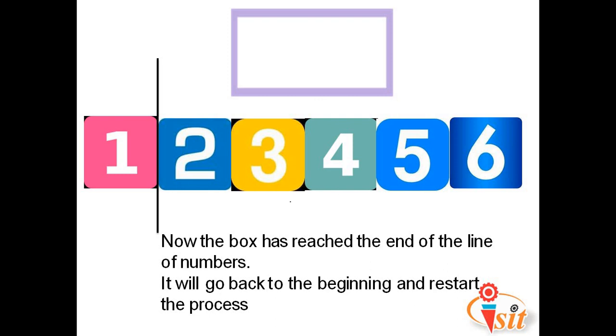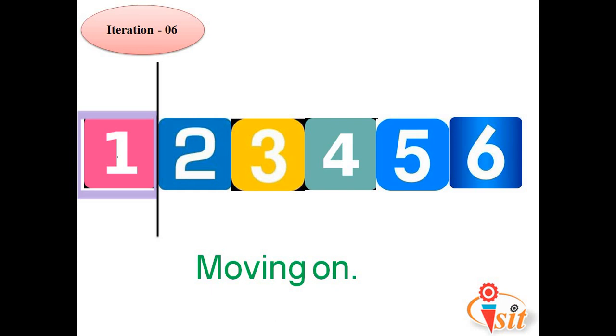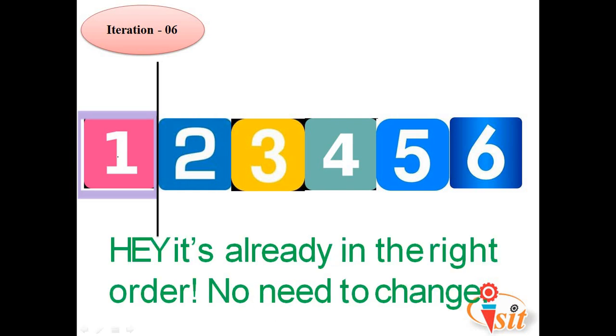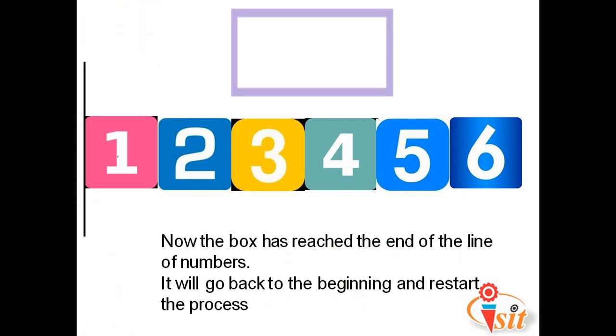Now the box has reached the end of the line of numbers. It will go back to the beginning and restart the process. Right now the remaining element is 1, and 1 is not going to be compared with any other, because 2, 3, 4, 5, 6 are already in sorted order. So there is no need to do any kind of comparison or changes.